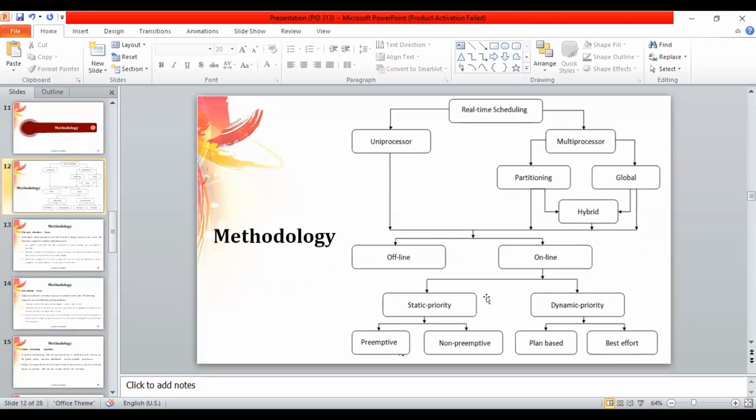Here we are seeing the real-time scheduling architecture, which is divided into uniprocessor and multiprocessor. Multiprocessor is again divided into partitioning scheduling and global scheduling, and combining partitioning and global scheduling, we get hybrid scheduling. All these schedulings are available in the offline and online parts. Online scheduling is also divided into two parts, static priority and dynamic priority. Static priority is again divided into preemptive and non-preemptive, and dynamic priority is plan-based and best efforts.